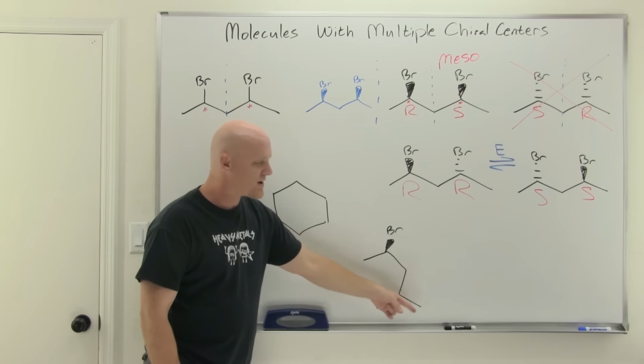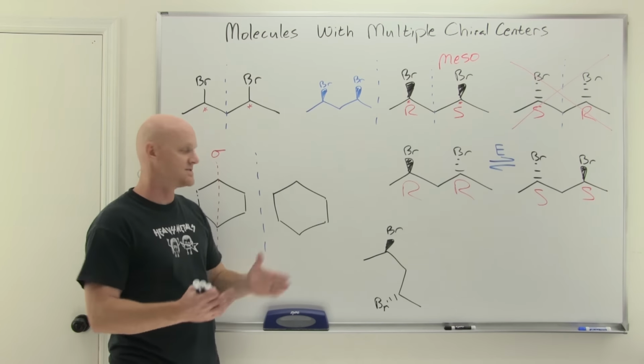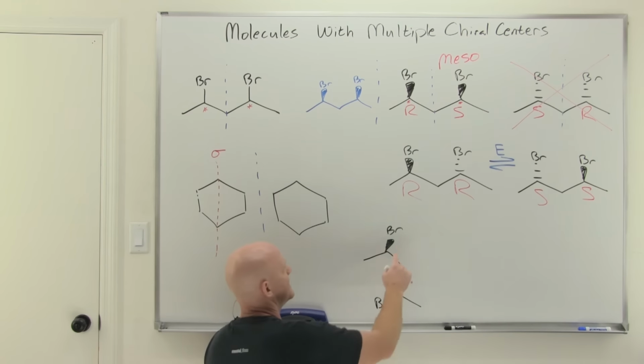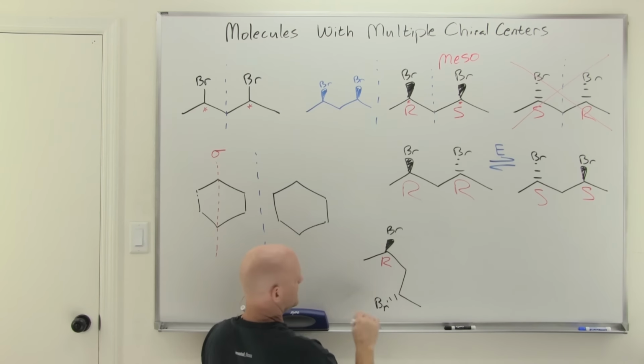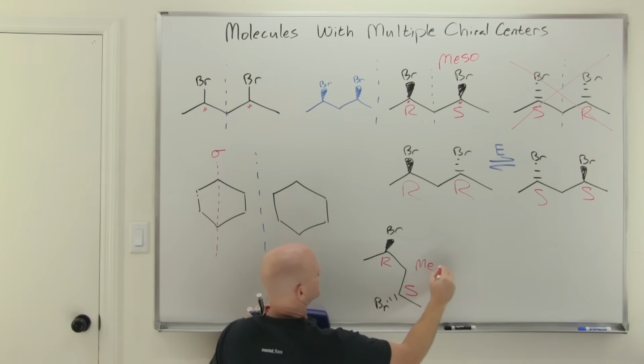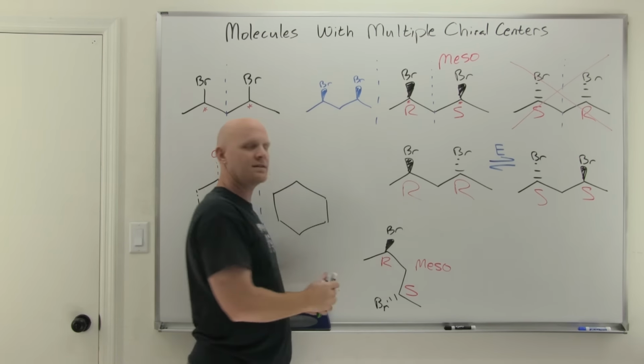And so in this case, even though I can't see if there's a mirror plane, I could figure it out by just simply assigning R and S. I can recognize it has a chance for symmetry, so now I'll assign R and S. In this case, 1, 2, 3. This guy's R, hydrogen's in the back. So 1, 2, 3. This guy looks like R, but the hydrogen's a wedge coming out, so it's really S. And this is indeed the meso compound. It is achiral. It will not rotate light.